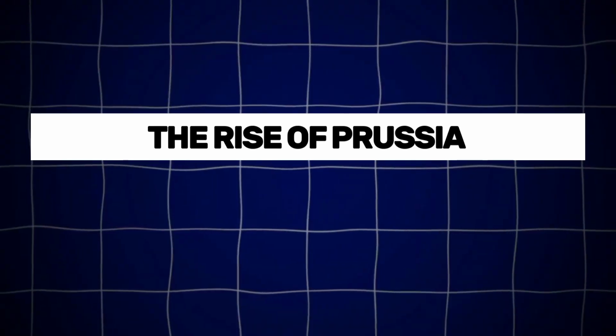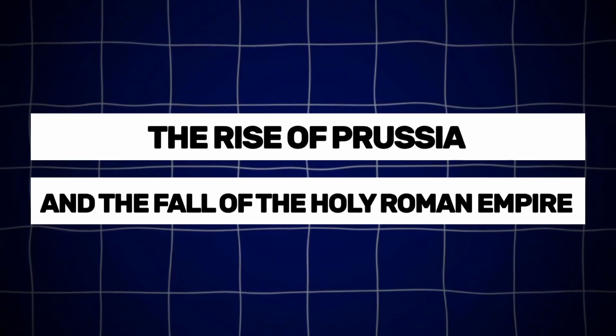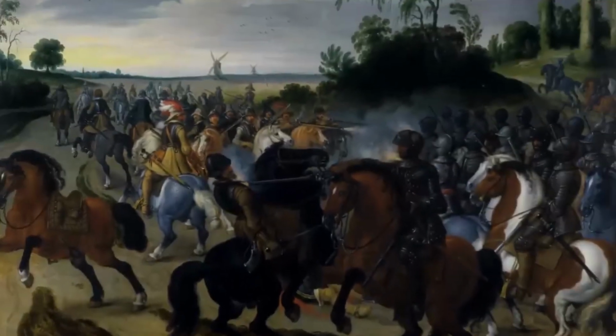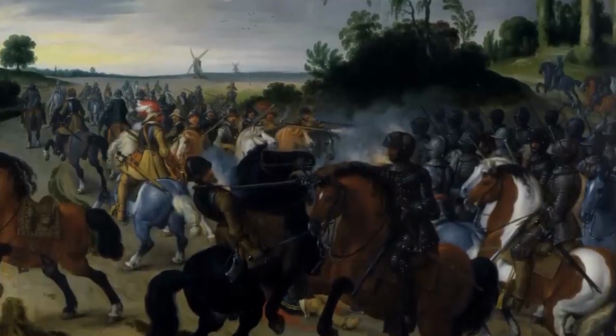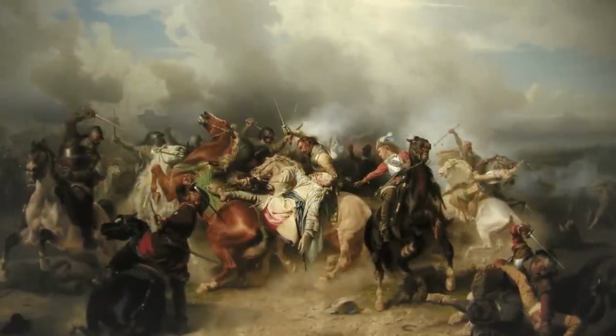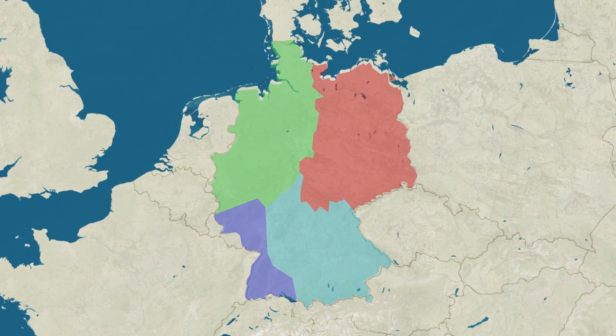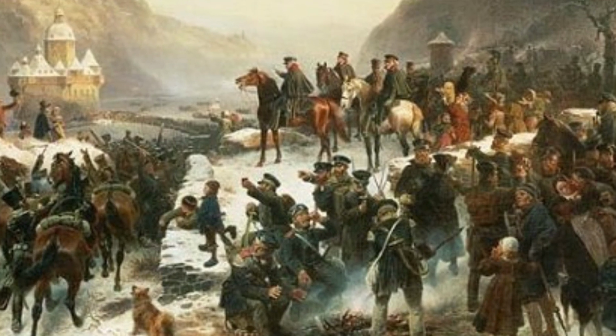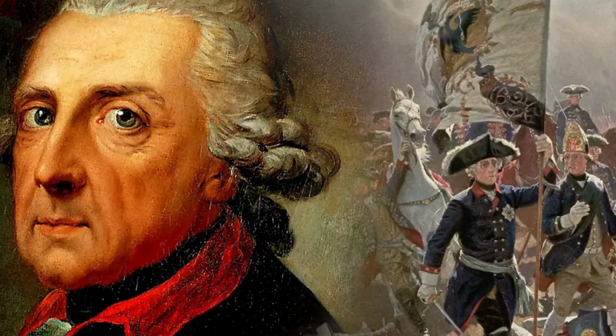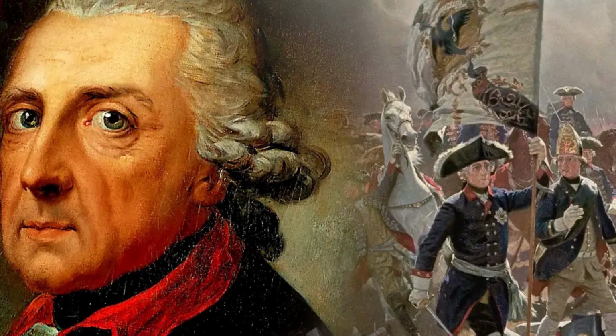The rise of Prussia and the fall of the Holy Roman Empire. Fast forward to the 18th century. By this time, the Holy Roman Empire was struggling to maintain power. The rise of Prussia, a powerful kingdom in northern Germany, started to shift the balance of power. Prussia's military strength and ambitious kings, especially Frederick the Great, made it a dominant force in Europe.